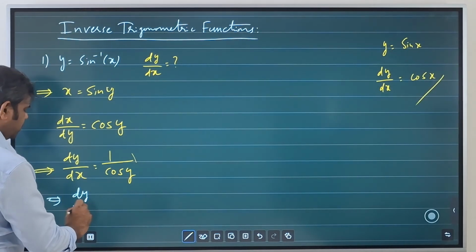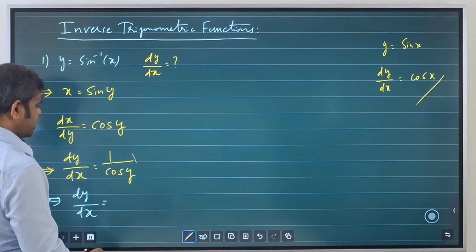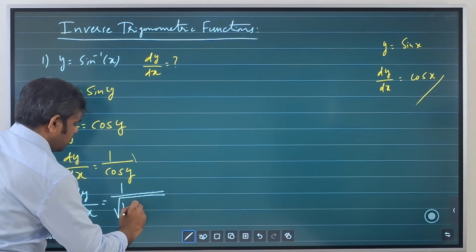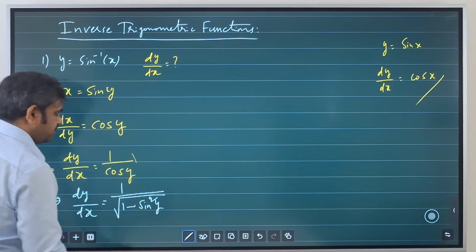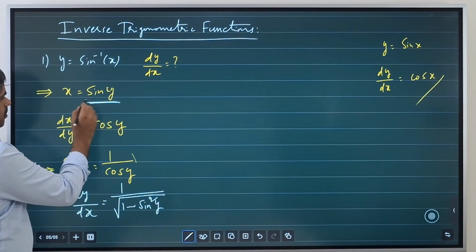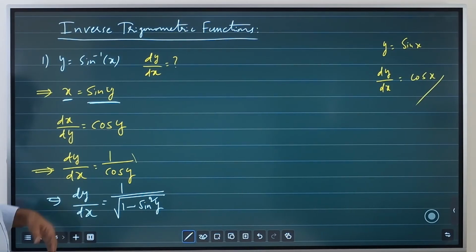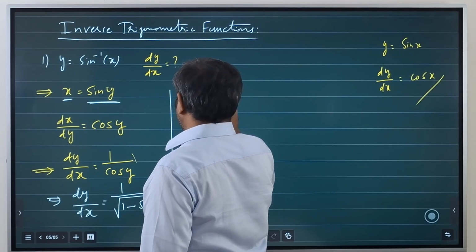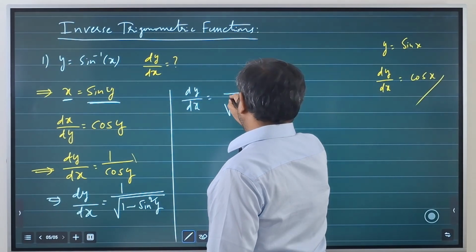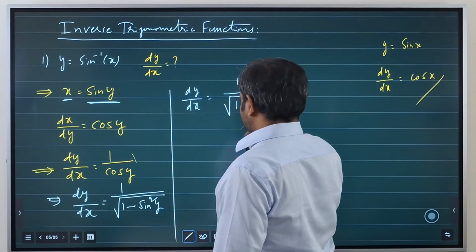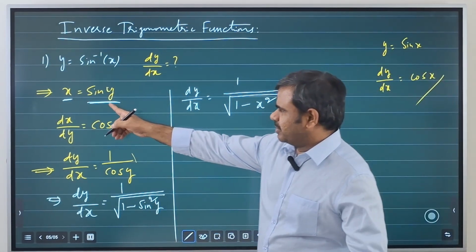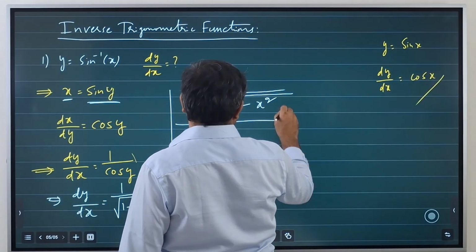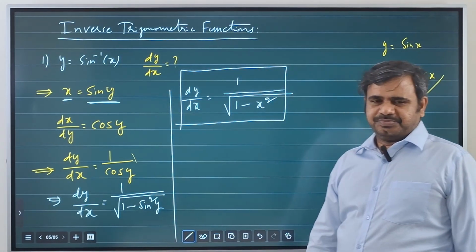Let's see how. We know dy by dx is equal to 1 by cos y. Cos y can be written as square root of 1 minus sine square y. And you know sine y is equal to x. Since sine y is equal to x, I am going to write here dy by dx as 1 by square root of 1 minus x square. In place of sine y, I am substituting x. Sine y whole square is x square. So this is derivative of sine inverse of x.